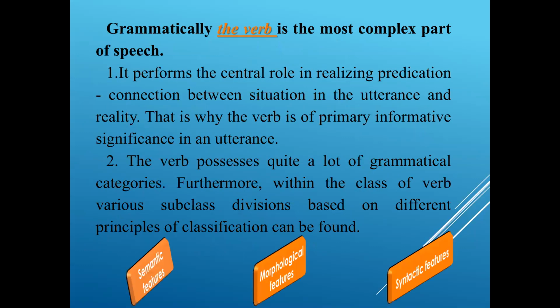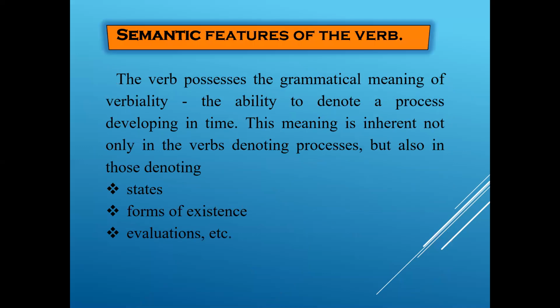Grammatically, the verb is the most complex part of speech. It performs the central role in realizing predication, the connection between the situation in the utterance and reality. That's why the verb is of primary informative significance in an utterance. The verb possesses quite a lot of grammatical categories. Furthermore, within the class of verb, various subclass divisions based on different principles of classification can be found: semantic features, morphological, and syntactic features.